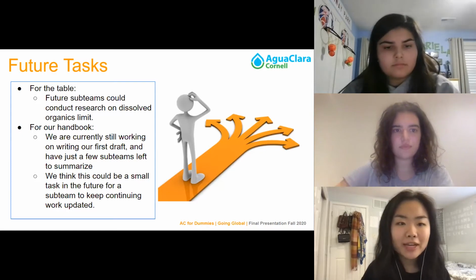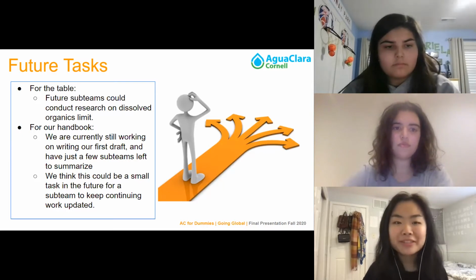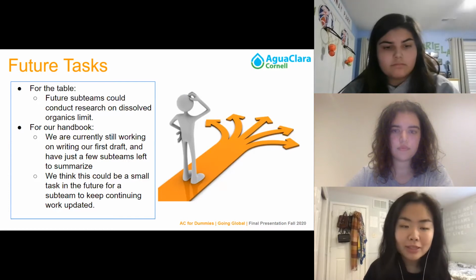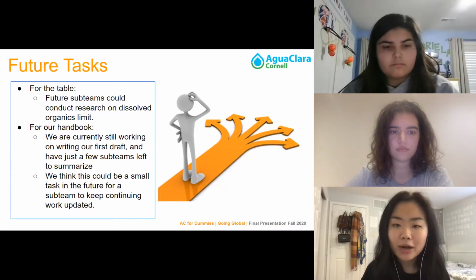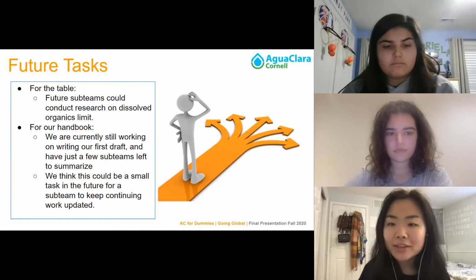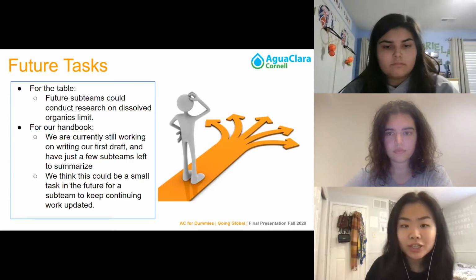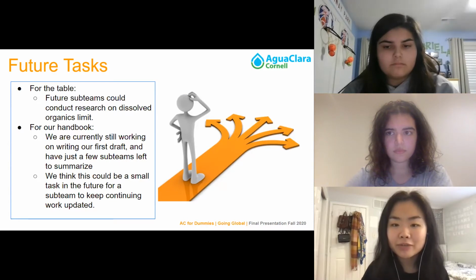And our next future task is for the handbook. So our handbook is nearly complete. We just have a few sub-teams left to write about. We see this as a relatively small task, and so the Algoclara for Dummies will no longer be a sub-team next semester. We think that completing and editing the handbook will be a smaller subtask of perhaps a going global sub-team next semester. Our hope is that in the future, this document can be briefly updated as sub-teams continue their research. Again, we're thinking this could be a small task of a different sub-team to update the document.